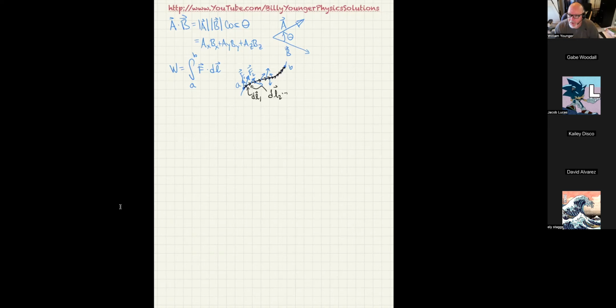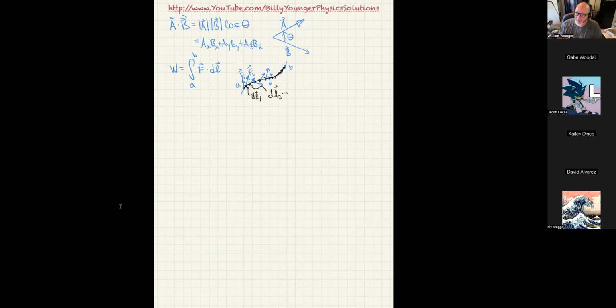basically it's so small that the force evaluated at the tail of the DL vector, and the force at the head of the DL vector, and all the forces between the head and the tail of that first DL vector, all of those give you exactly the same dot product with DL1. If you've cut up the path small enough so that that's true, then you've made it small enough.